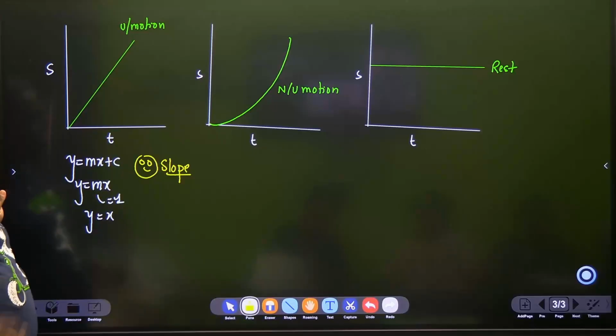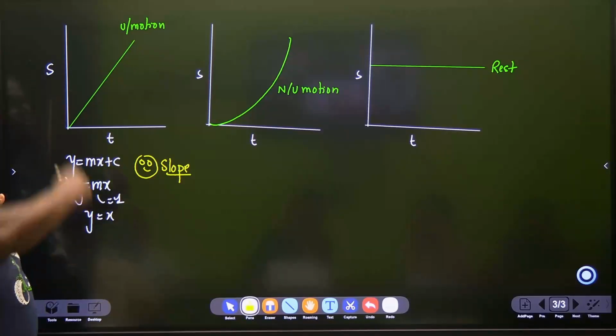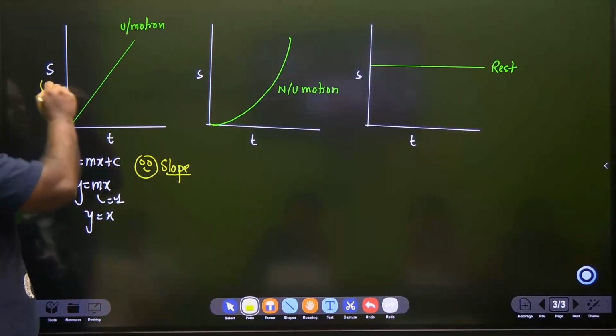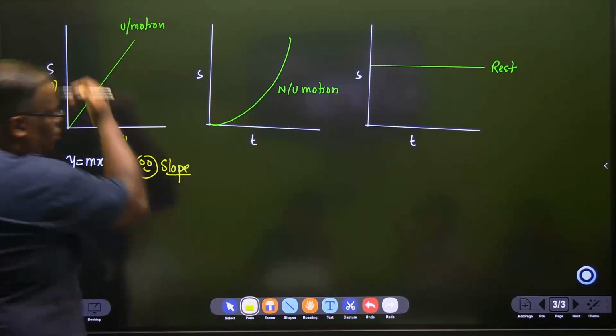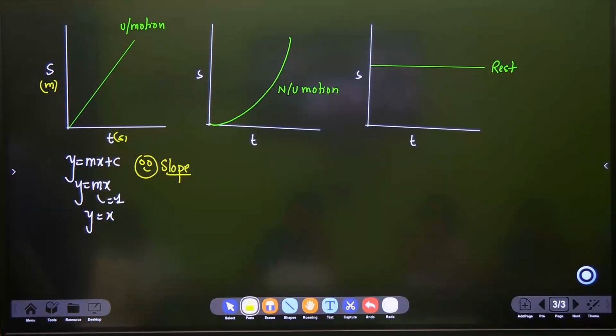Don't write. Please understand first. We'll attack these graphs with the perspective of slope. What type of graph are we dealing with right now? An ST graph. If you forget, always remember: what should the slope of an ST graph tell me?